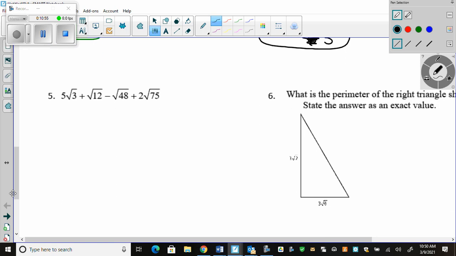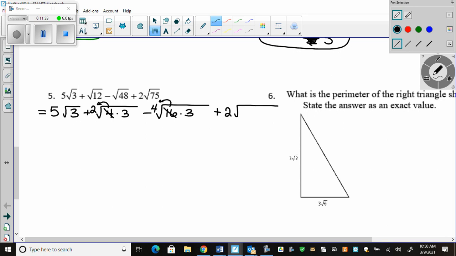It's fine. Number 5. We're adding and subtracting radicals. When we add and subtract radicals, they have to have what? Common radicands, or we can't do anything with them, right? So, 5 root 3 stays 5 root 3. Root 12, I can break down into what and what? 4 and 3. The 4 comes out and it becomes a 2, and that baby's gone. 48, I can break down into 4, but there's a bigger one. 16 and 3. The 16 comes out as a 4, then she gone. And then 75 can break down into 25 and 3.